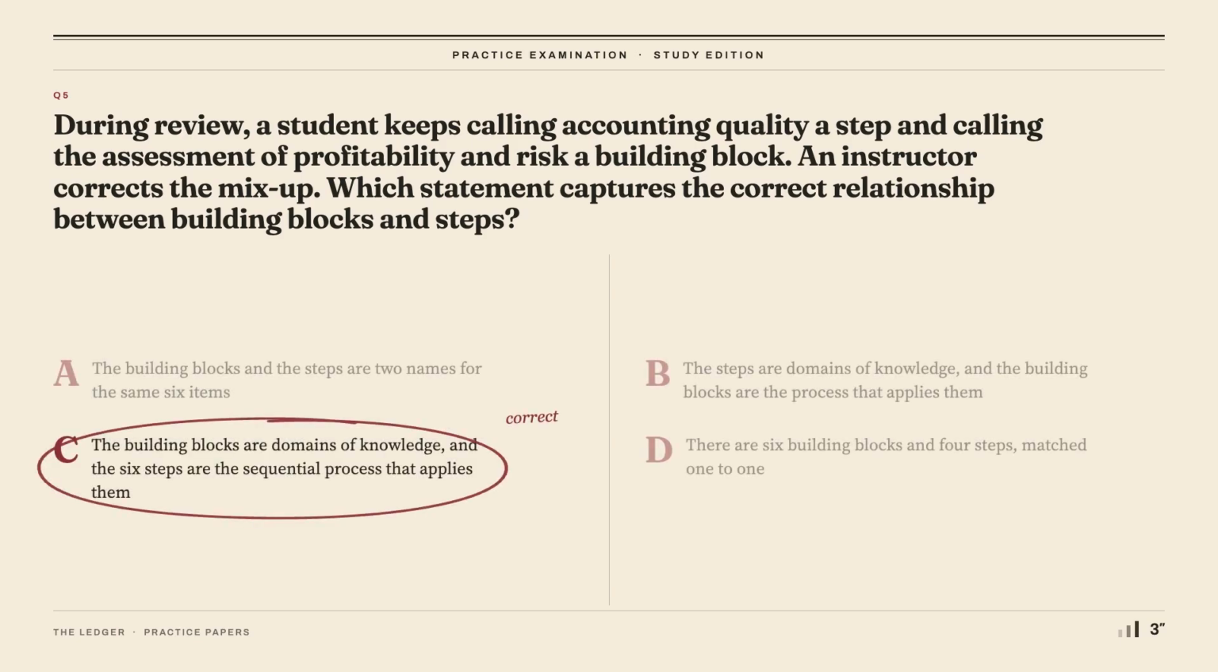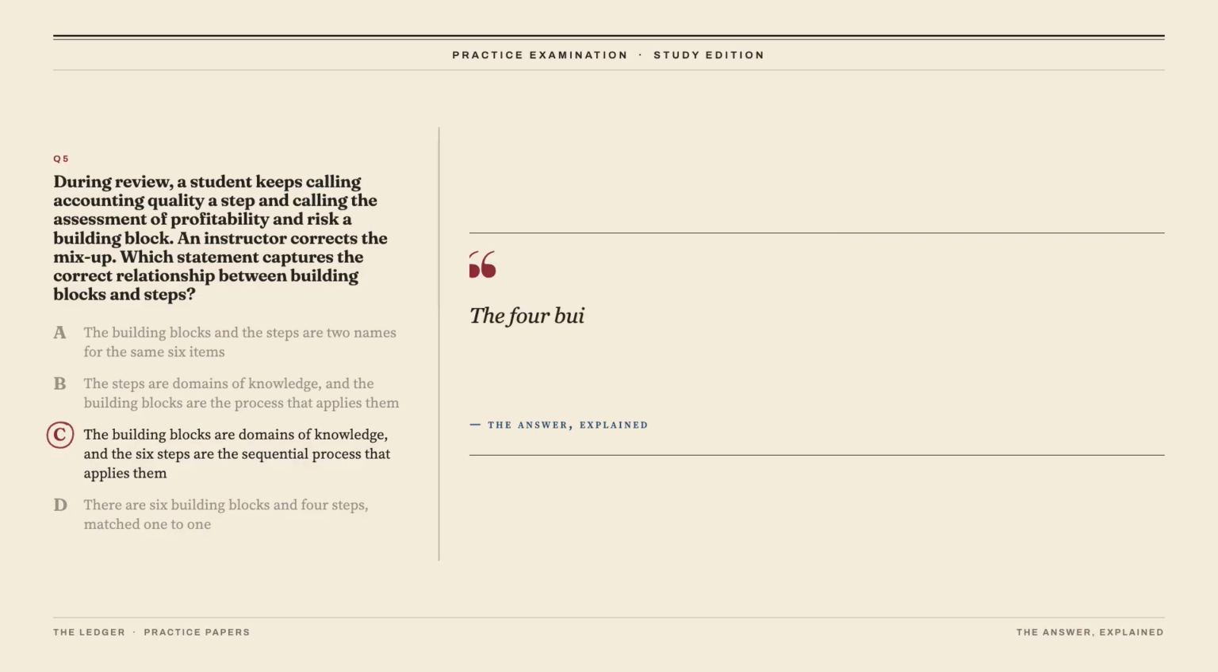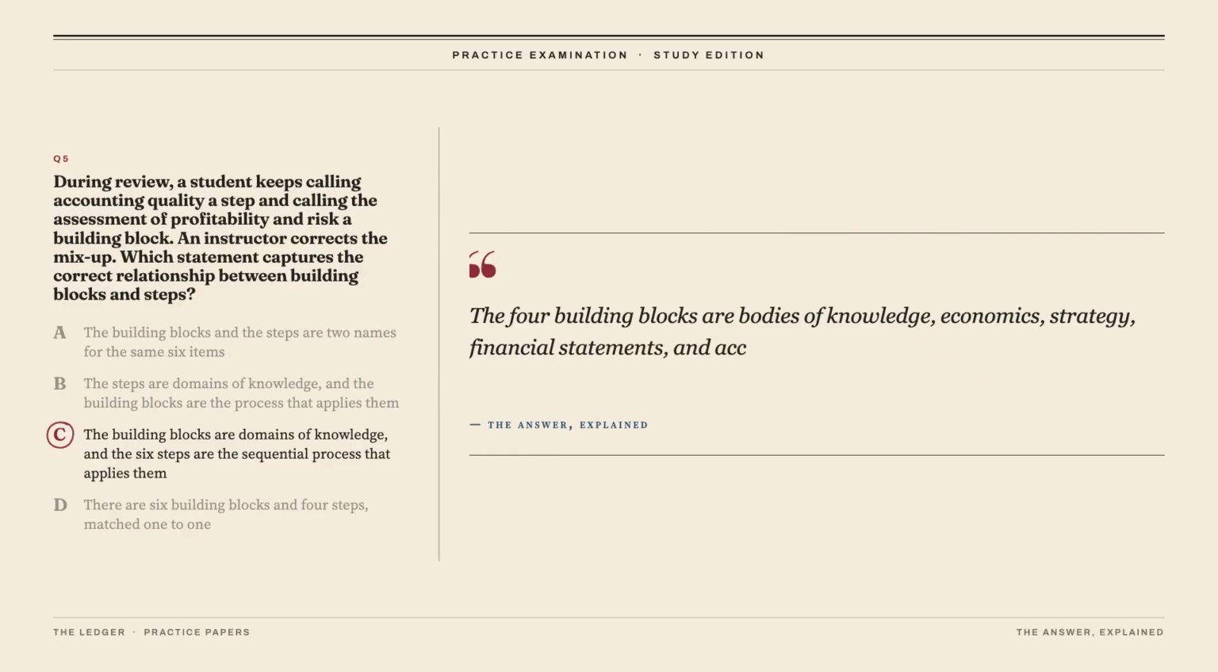The correct answer is C. The building blocks are domains of knowledge, and the 6 steps are the sequential process that applies them. C is correct because the 4 building blocks are bodies of knowledge: economics, strategy, financial statements, and accounting quality, while the 6 steps are the ordered process that puts those blocks to work. Keeping the 2 categories distinct is a frequently tested point.